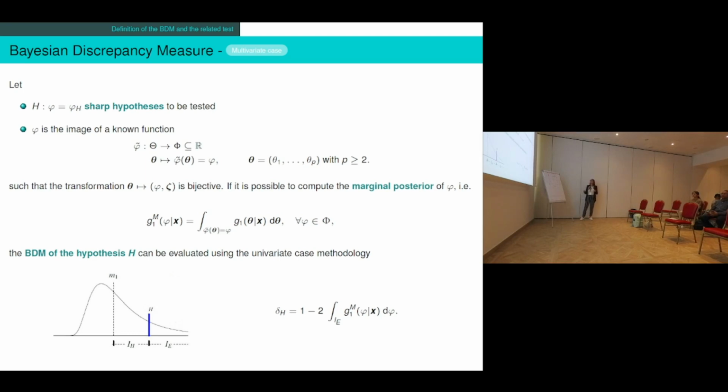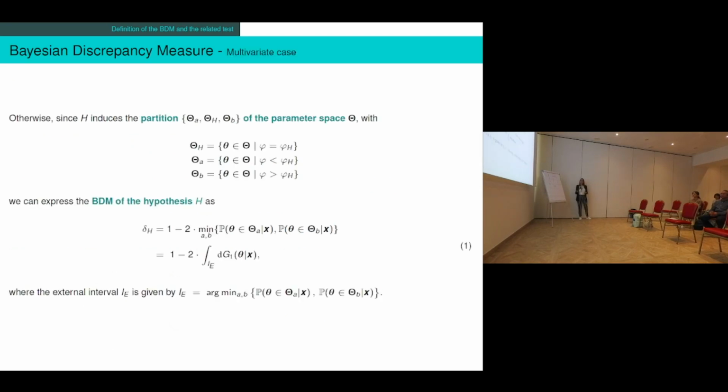Okay. Then, if it's possible to compute the marginal posterior of the parameter of interest, then it's really easy to compute the BDM in the multivariate case, since we can compute the BDM by using the methodology seen before. So here we will use the marginal posterior.